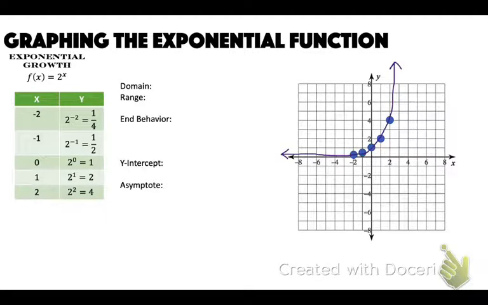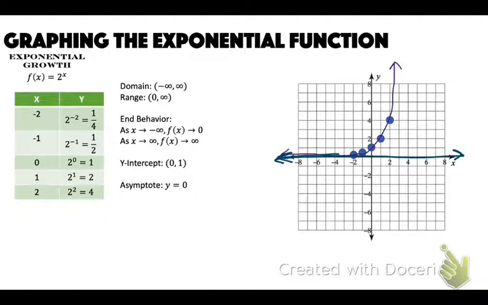Okay, so we need to find the domain, range, behavior, the y-intercept, and the asymptote. Domain is your x value, so that's going to be -infinity to infinity. Range is your y value, so that's 0 to infinity. And behavior: as x goes to -infinity, f of x will go to 0. And as x goes to infinity, f of x goes to infinity also. Our y-intercept here is (0, 1). And our asymptote would be at y equals 0, right here. It's where this is leveling off. And that's y equals 0.